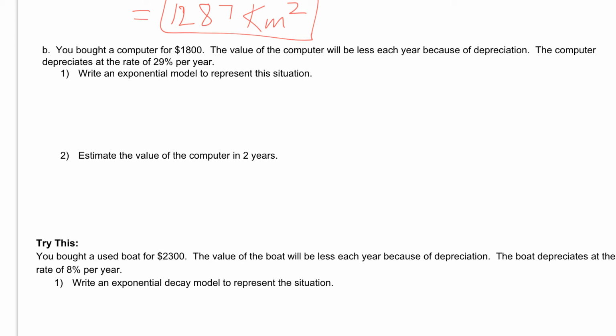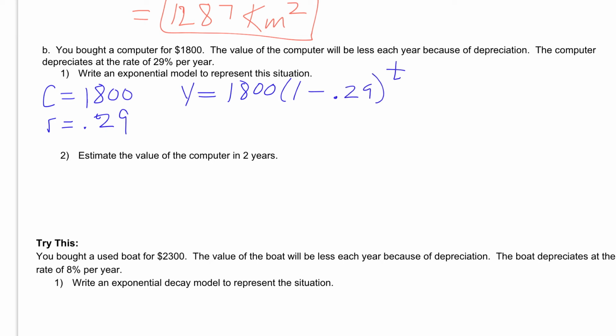So we need our initial amount. What did we start with? What did that computer cost in the beginning? And that was the $1,800. And then we need our decay rate or our decay factor. And since we have this percent that it's going down each year, that is our decay rate. So we know R is equal to 29% as a decimal, which is 0.29. Plugging that in, we get Y equals 1,800 times 1 minus 0.29 raised to the T.